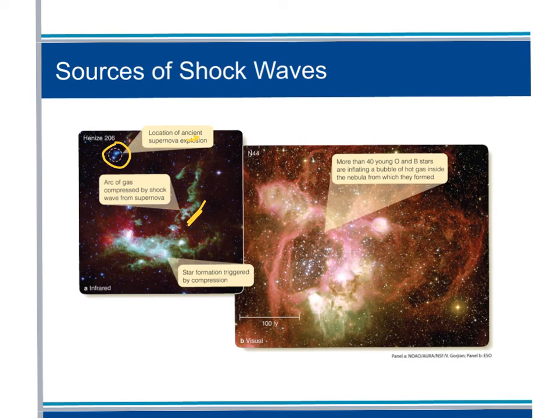We know it's ancient because of how long the light takes to reach us. And then star formation right here, this compression. We're seeing a whole lot of compression here, so we're going to see quite a lot of stars form out of that. And then here's more than 40 young O and B stars that are inflating a bubble of hot gas inside the nebula from which they formed. So all these stars form, and then they're inflating this bubble around them.